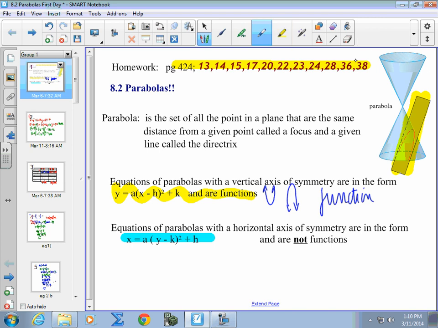Now, if it starts with y equals, remember that y equals looks like a parabola that faces up. Whereas if it is x equals, if you draw that x, it could face left or right. So hopefully that's a way to remember which way they face.